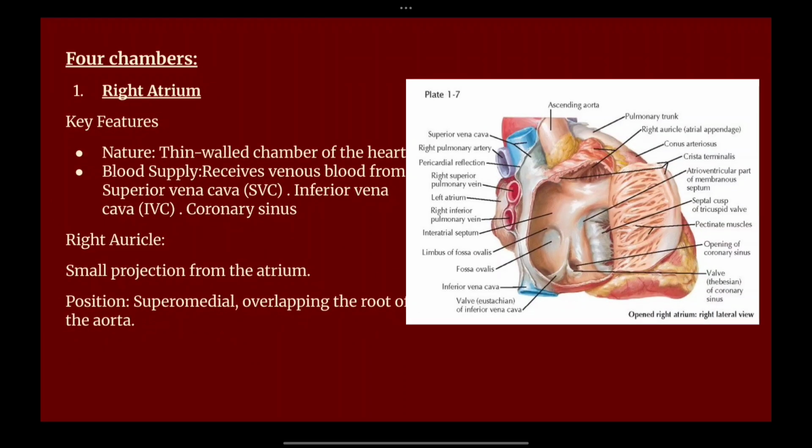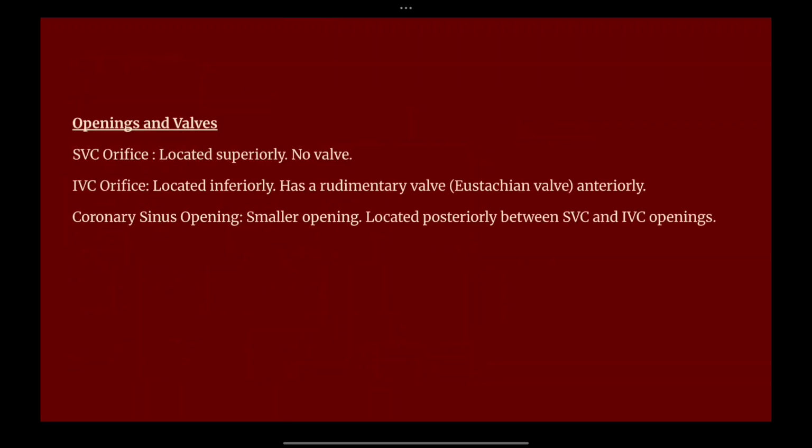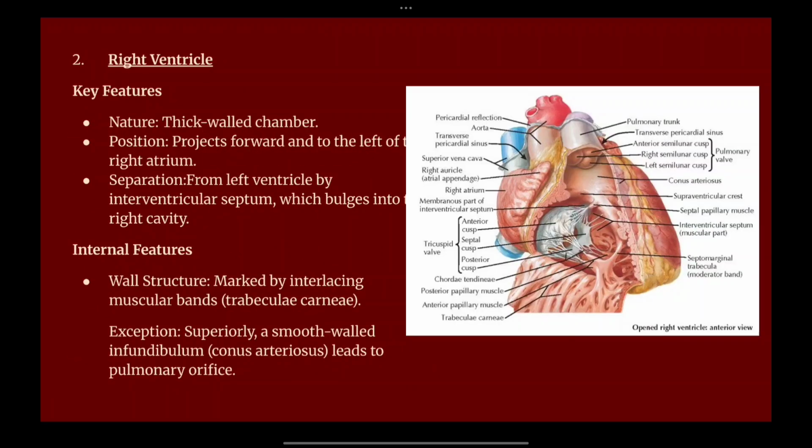We'll be studying the next chamber, which is the right ventricle. The key features of the right ventricle are its thick-walled chamber. It is positioned as a projection forward and to the left of the right atrium. It is separated from the left ventricle by the interventricular septum, which bulges into the right cavity. The internal features: the wall is marked by interlacing muscular bands called trabeculae carneae, and the exception is the superior, smooth-walled infundibulum, which leads to the pulmonary orifice.